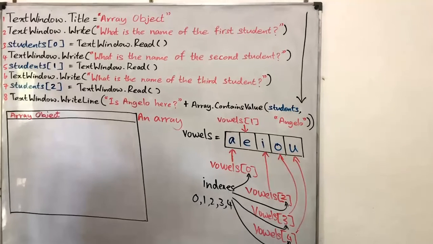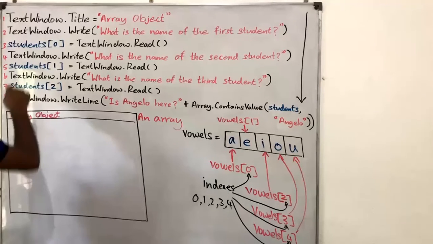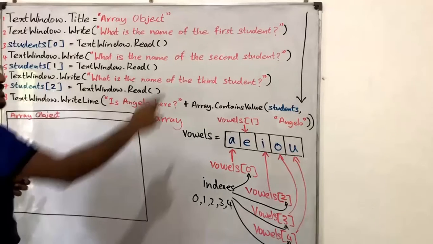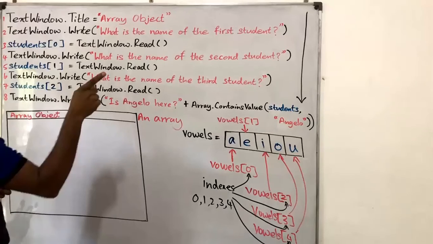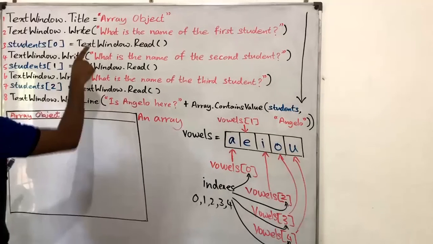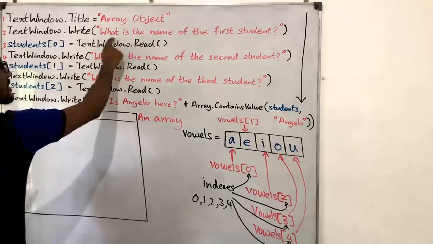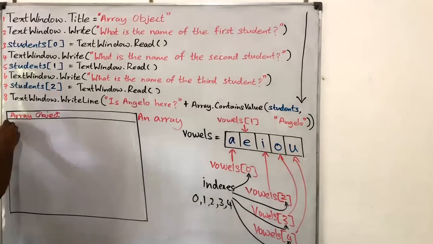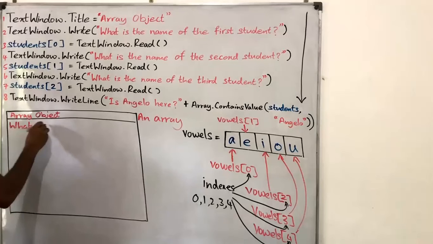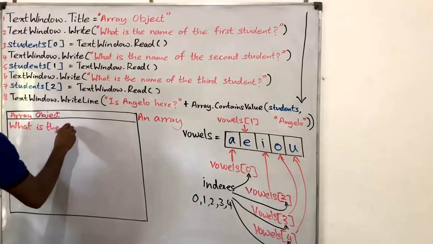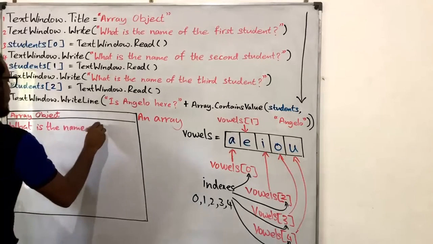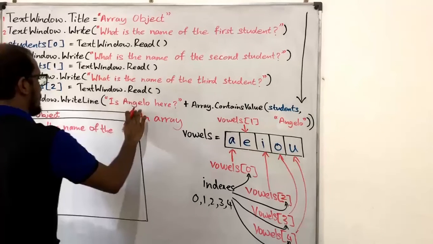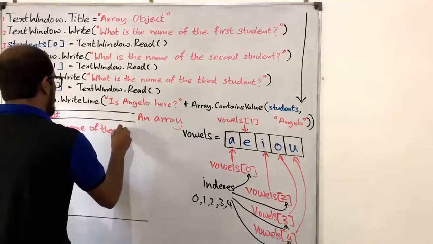Then the second statement says text window, write this question in your body. Text window dot write means write this question. What is the question? What is the name of the first student?